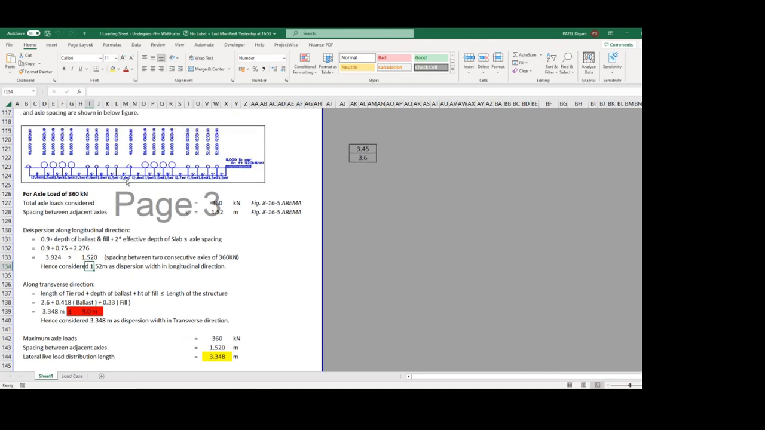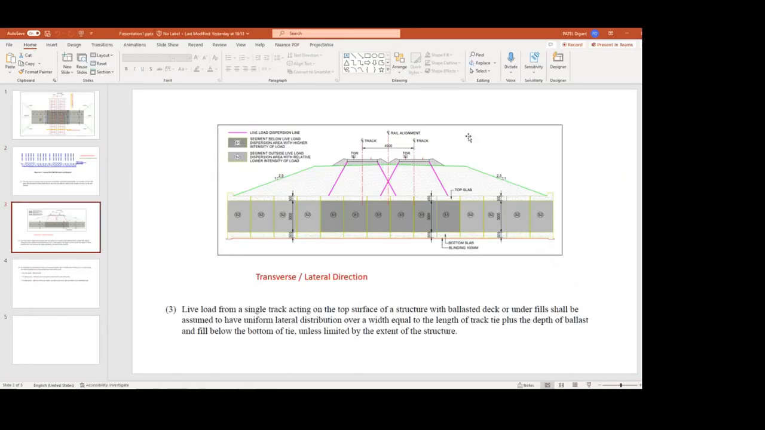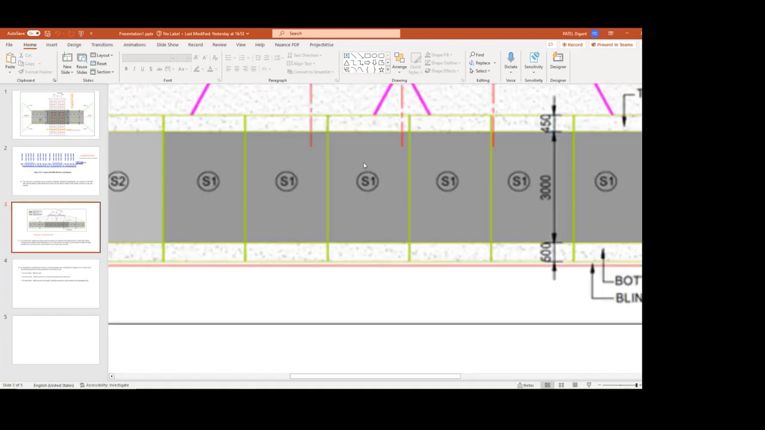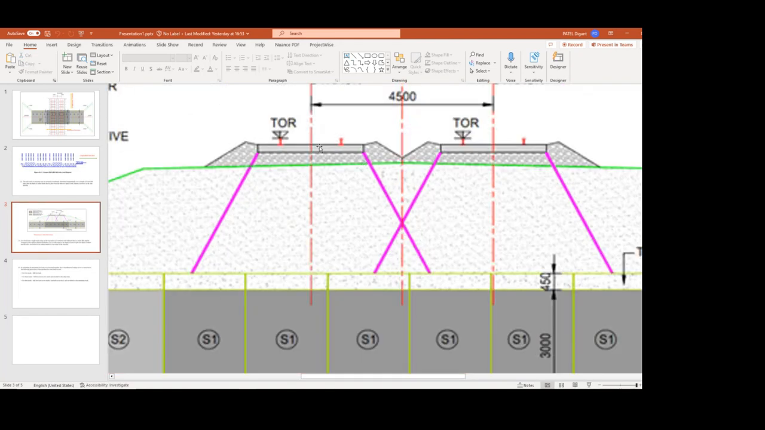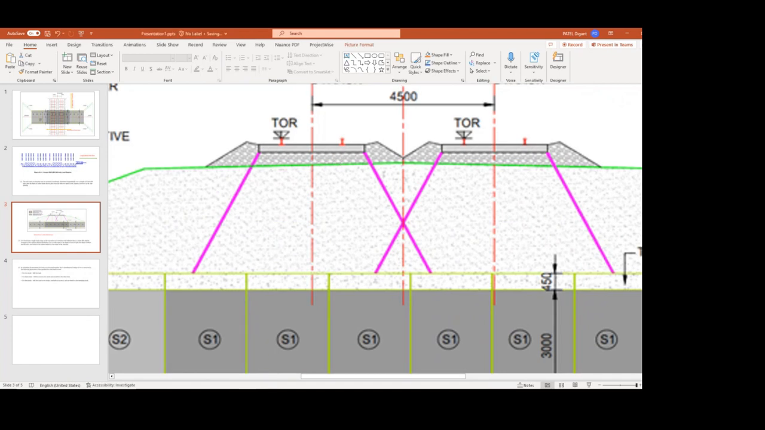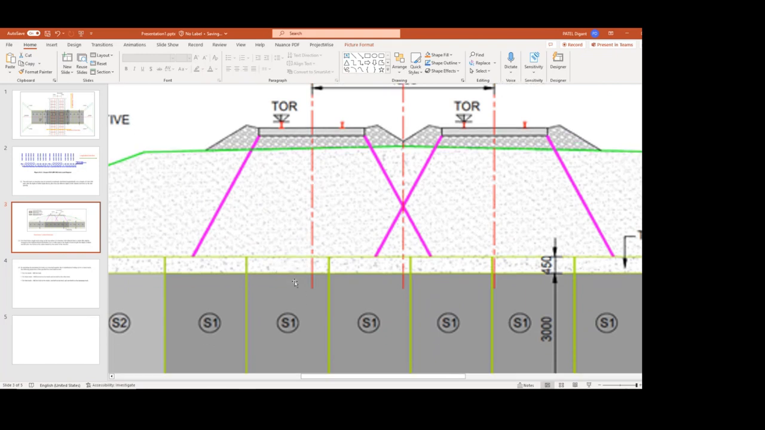Now along the transverse direction. Basically, along the transverse direction, the code says, look, what I have told earlier, this is a structure having fill depth. What is meant by fill depth? Look, this is ballast, this is sleeper. This is a typical railway cross section. And this is fill, this is the top slab.